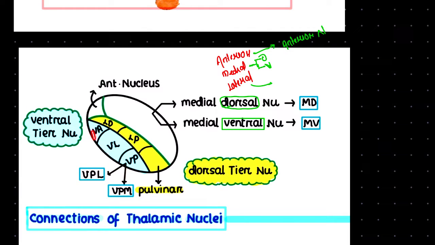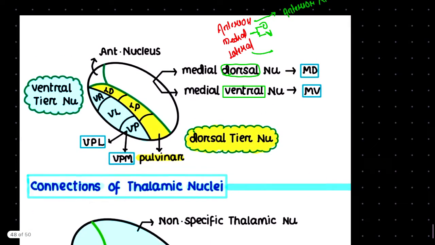So these are the nuclei found on the ventral part of the lateral part of the thalamus. These are called the ventral tier nuclei. Now what we need to know is the connection of thalamic nuclei.